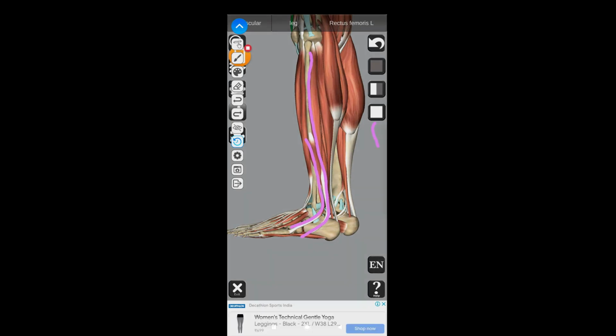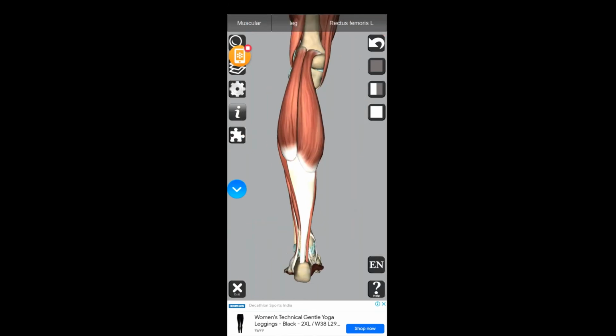Then your, one second, I will turn this. This is your posterior compartment. As I said, fish-like muscles, right? You are able to see here. Now you will be having these two heads. Whose two heads? These are your gastrocnemius. Gastrocnemius, two heads.